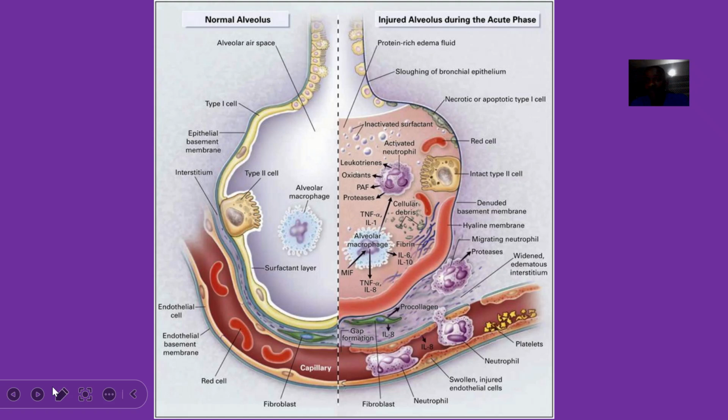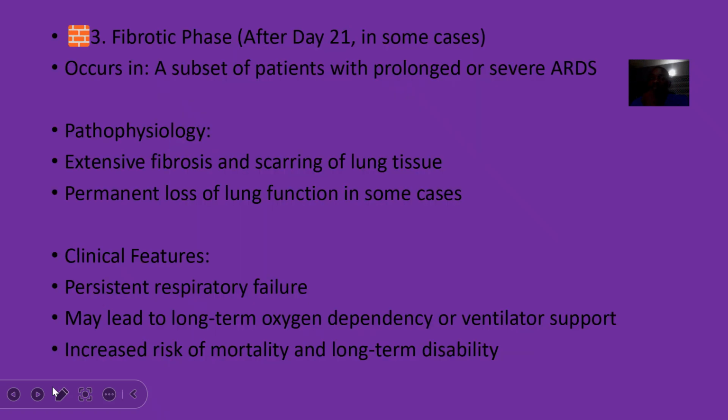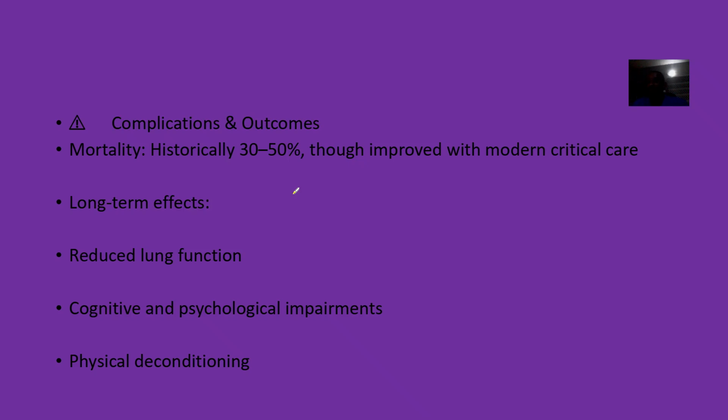in the hospital. Okay, so the fibrotic phase is for a subset of patients that have acute respiratory distress syndrome for a very long time. So that one now, the cells have been stressed for so long that they start dying. So there's scarring of lung tissues, okay, permanent loss of lung function. So clinical features, the persistent respiratory failure may lead to long-term oxygen dependence or ventilator support. There's increased risk of mortality and long-term disability.